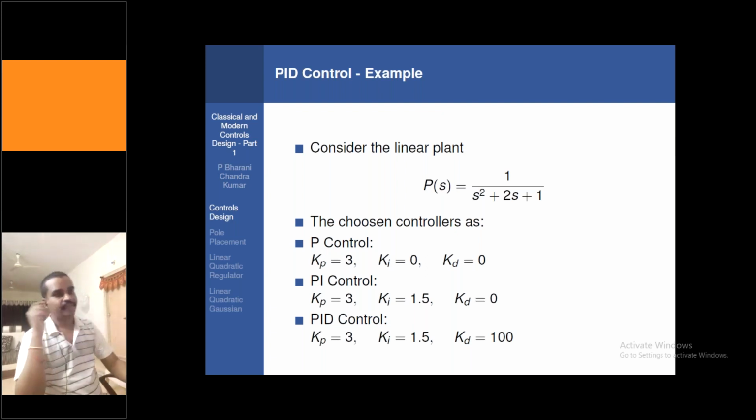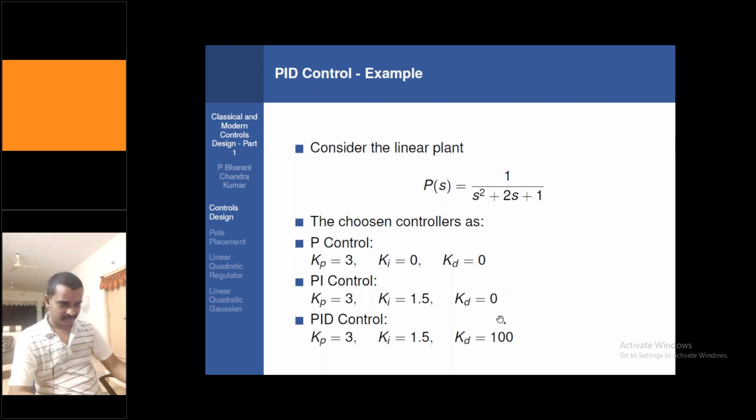You can see that it is a second order system because there are two poles. Type zero system because no poles are at origin. Numerator is only one, so it is a constant. So three controllers I have selected. The proportional controller has three. The integral controller has 1.5, and the derivative controller is 100.